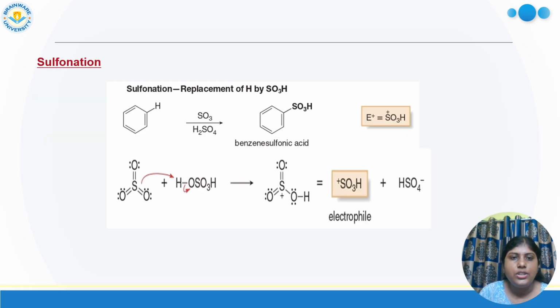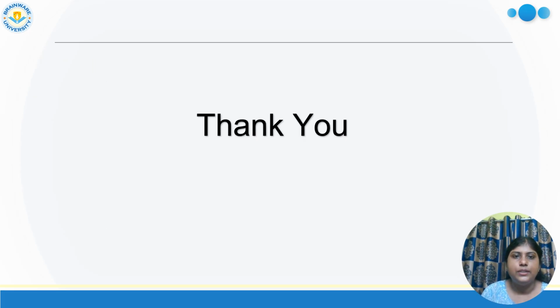Then sulfonation reaction. In case of sulfonation reaction, benzene is treated with SO3, sulfur trioxide, and sulfuric acid. This sulfuric acid reacts with sulfur trioxide and it will form SO3H plus, which is our electrophile. This electrophile replaces this hydrogen of benzene and it will form benzenesulfonic acid. This is also an important example of electrophilic substitution reaction.